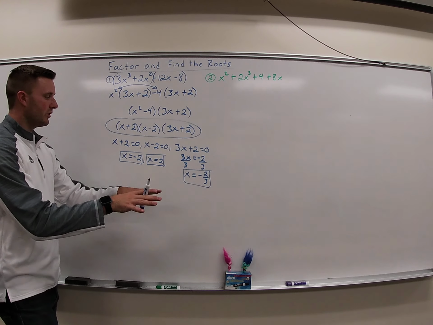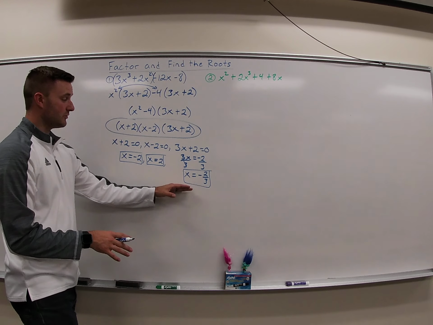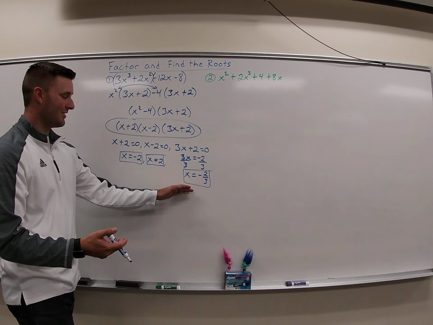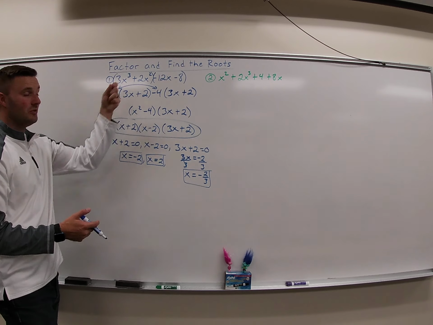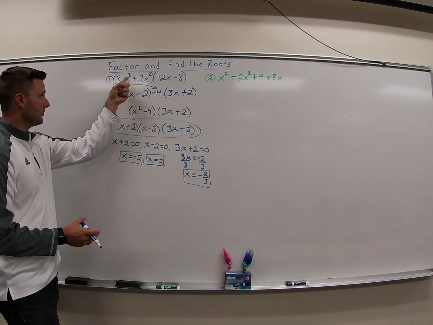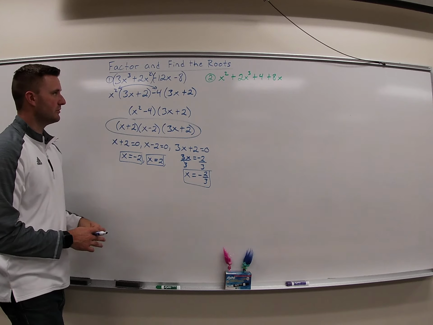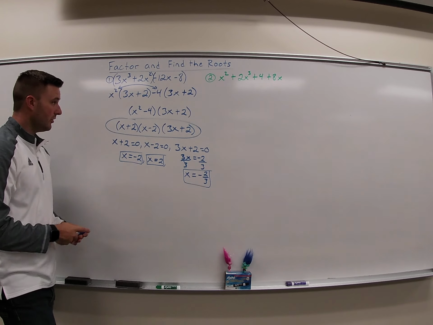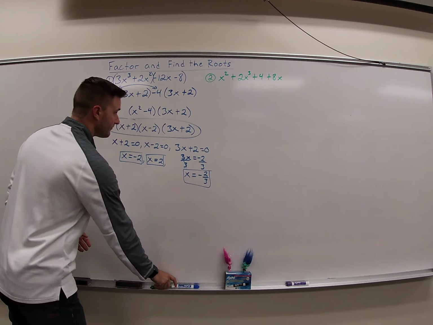What we're going to move toward is I'm going to give you these roots, and you have to work backward and get back to your original polynomial. So a degree of 3, 3 roots. All right, let's go ahead and go to number 2.